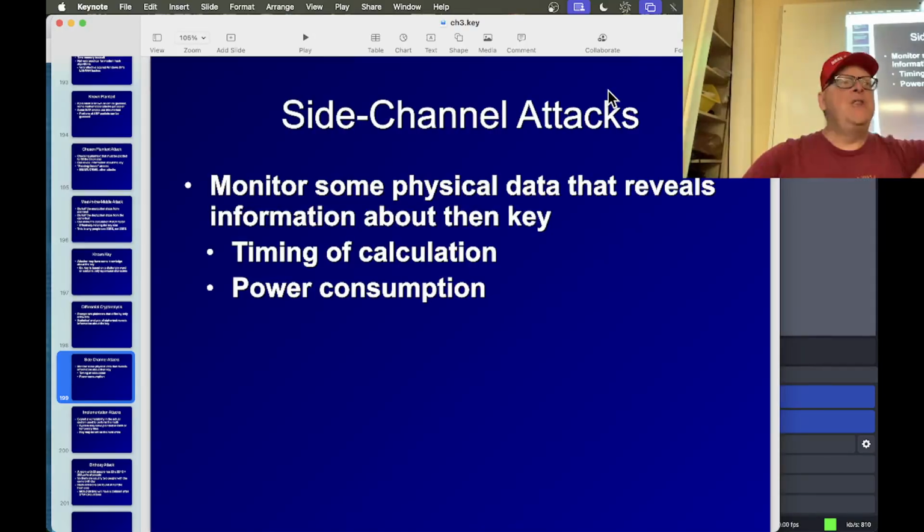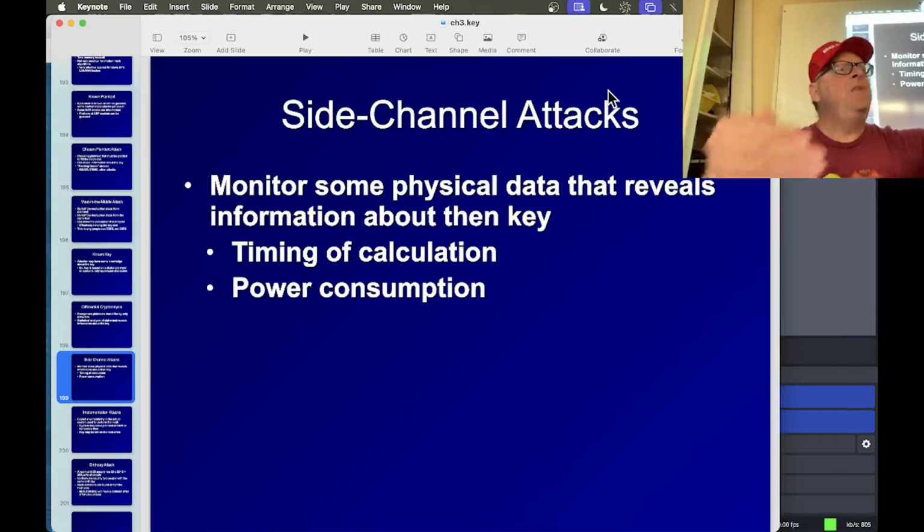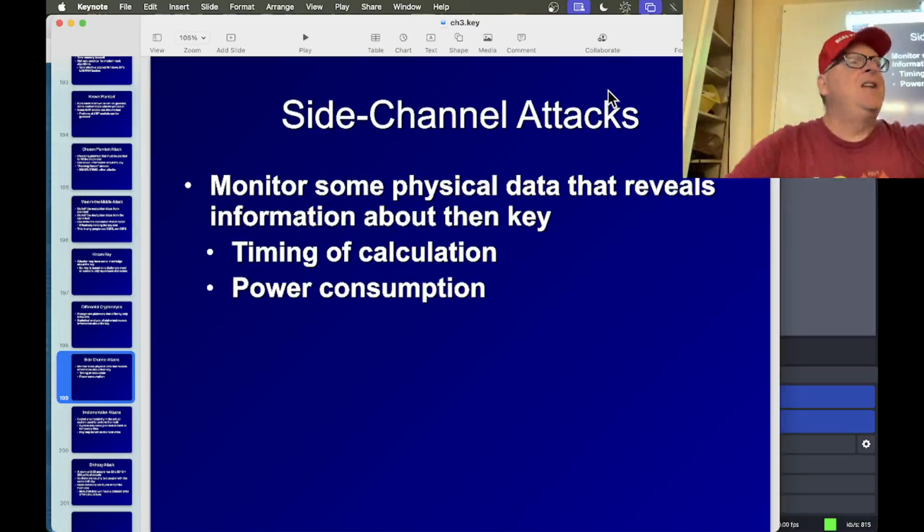If you're doing a calculation, if it's multiplying by 0, it skips it. If it's multiplying by 1 and adding it, it has to do more work, so it'll take longer if the key has more 1s. And it'll be faster if the key has more 0s, that kind of thing.